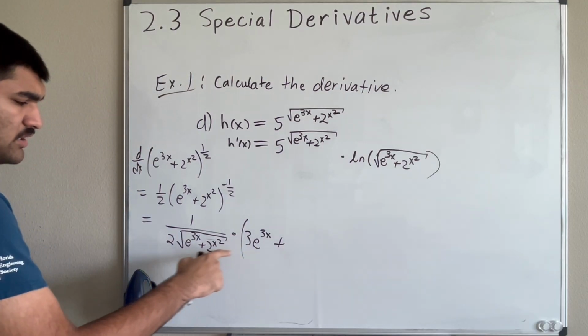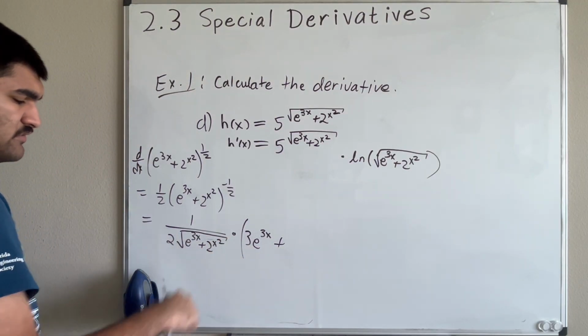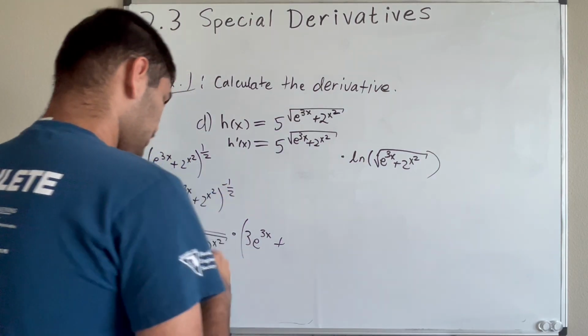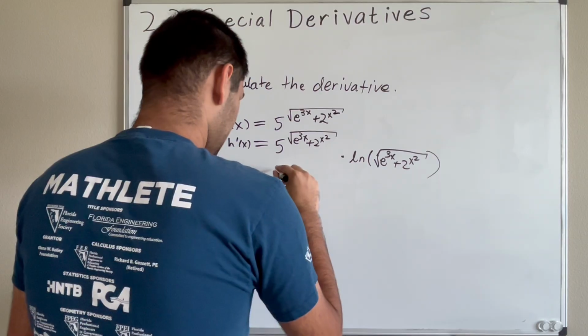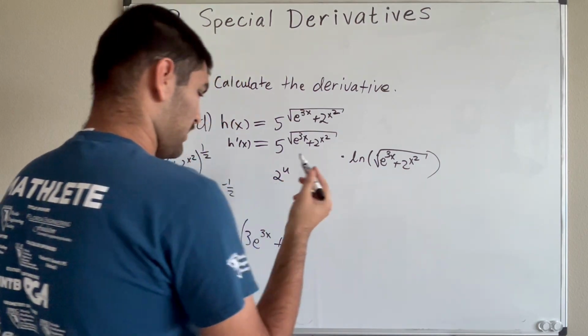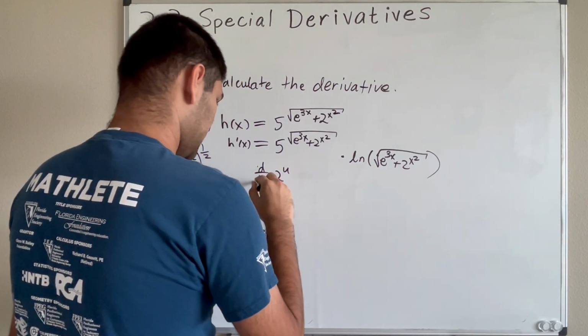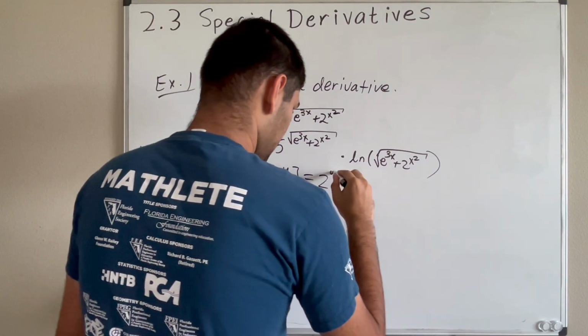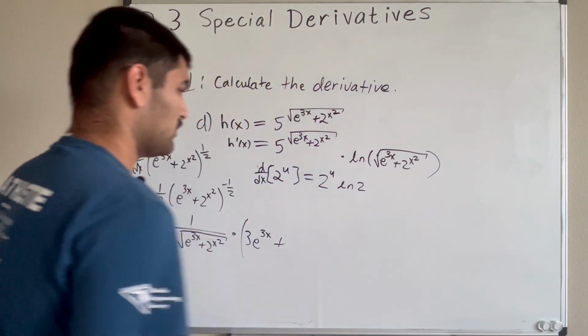And then we add plus the derivative of 2 to the x squared power. So 2 to the x squared. Again, if we have 2 to some variable u, how do we differentiate this? Well, this is just equal to 2 to the u natural log of 2.